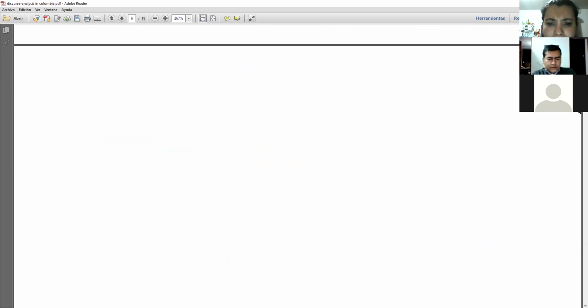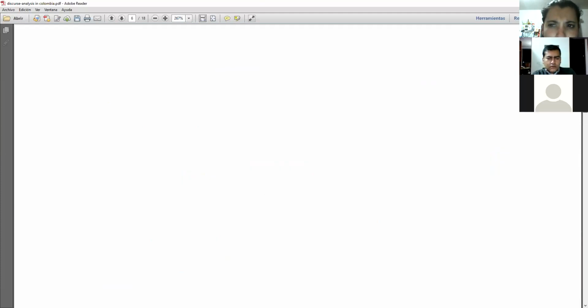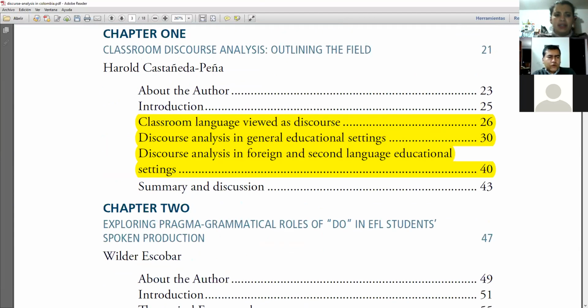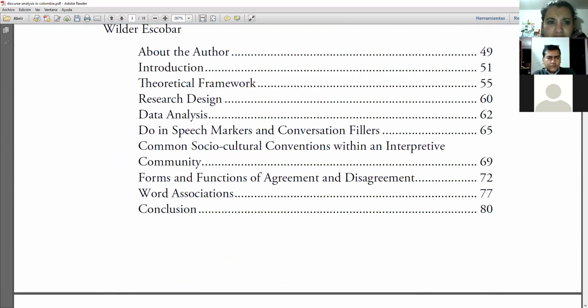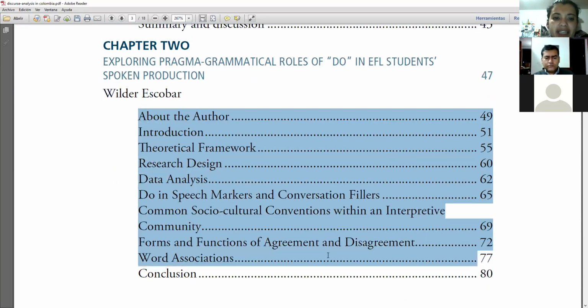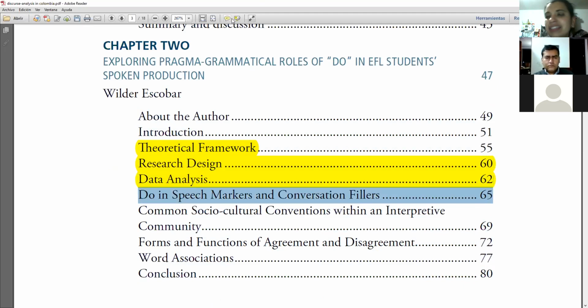So let's go to the chapter. Scroll up first so we can see the whole content. Chapter 1. Yes. Chapter 2, grammatical rules of discourse. Okay, the second chapter could help you with the theoretical framework as well. Look, they have theoretical frameworks, so they will define some concepts, research design as well, and how to analyze discourse markers and conversation fillers. That might help you to start analyzing data when we collect it.